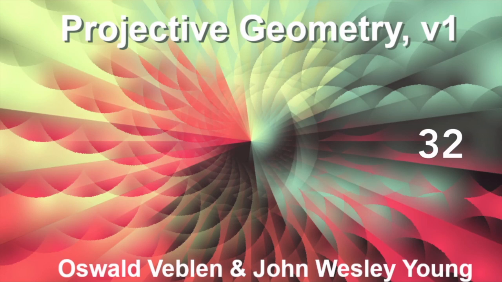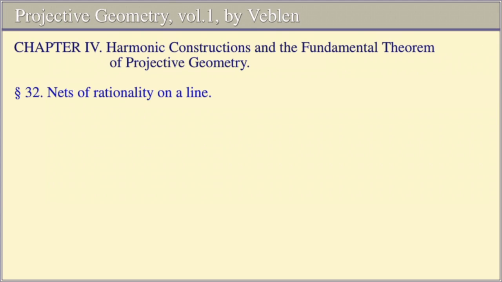Projective Geometry, Volume 1, by Oswald Veblen and John Wesley Young. Chapter 4, Harmonic Constructions and the Fundamental Theorem of Projective Geometry. Section 32, Nets of Rationality on a Line.